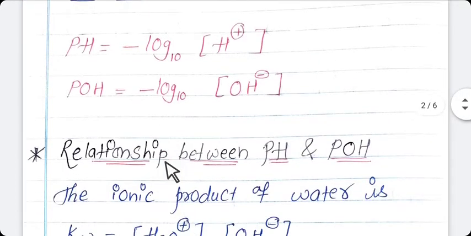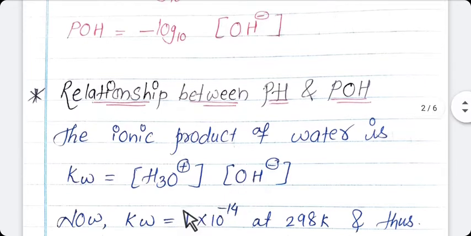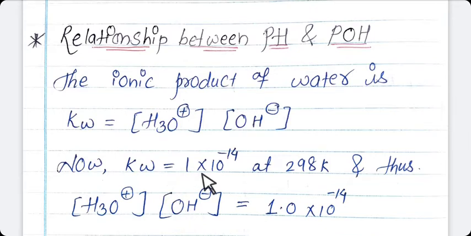Now the next topic is the relationship between pH and pOH. Students, we have already studied the ionic product of water, the formula of ionic product of water, and the value of ionic product of water at 298 Kelvin. So the ionic product of water is Kw, and the formula is concentration of H3O plus into concentration of OH minus, and at 298 Kelvin the value of Kw is 1 into 10 raised to minus 14.